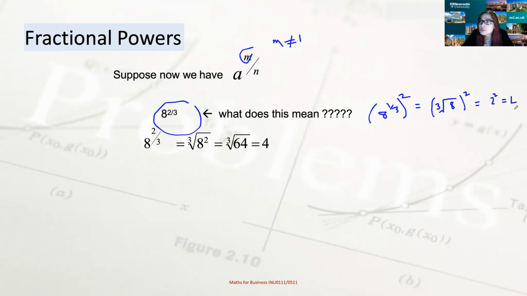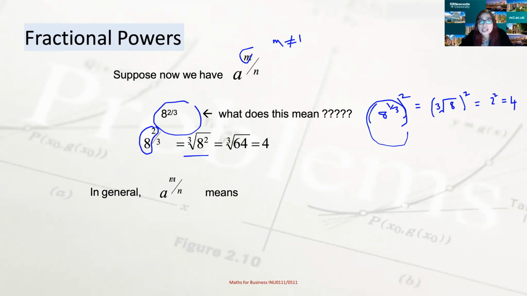So you can do this way or that way. It's up to you guys. So what did we do here? We took 1 over 3 inside the bracket and 2 outside. So we first find the cube root of 8 and then square it. But in this case, I have first taken the square of 8 and then taken the cube root. Either way is correct, yeah?